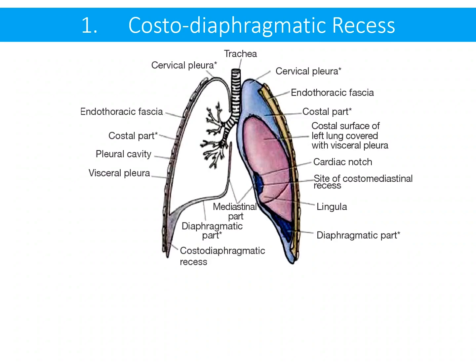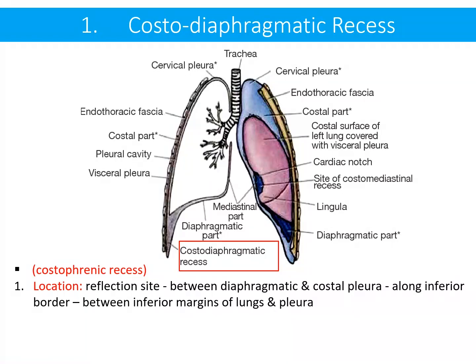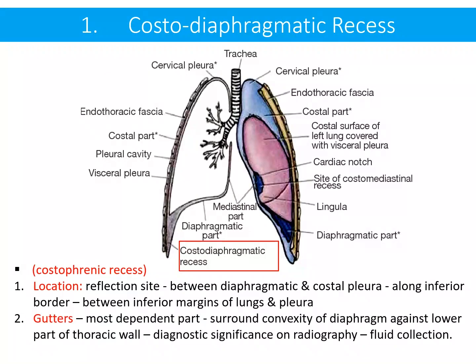Costodiaphragmatic recess, which is also named as costophrenic recess, is located at the reflection site between diaphragmatic and costal pleurae along inferior border between inferior margin of lung and pleura. These gutter-shaped, being most dependent parts, surround convexity of diaphragm against lower part of thoracic wall. It has a diagnostic significance on radiography for detection of fluid collection.